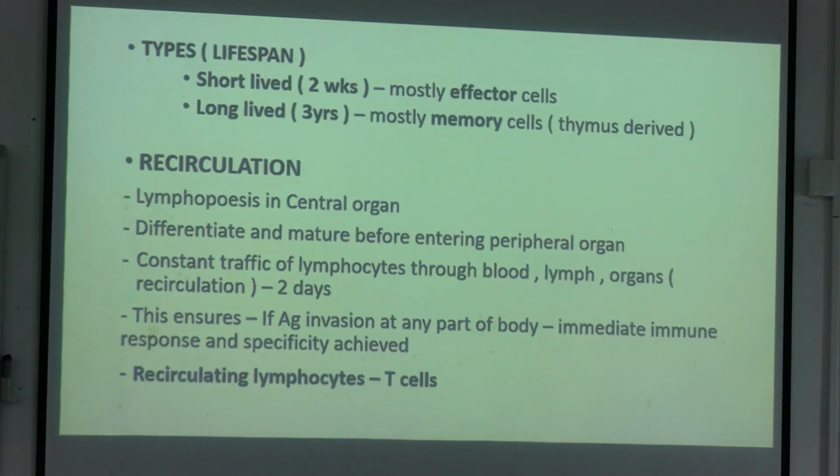Now, some are short-lived and some are long-lived. The long-lived ones are the memory cells, and the short-lived ones are mostly the effector cells. Some lymphocytes recirculate in the system, and mostly they are the T cells.